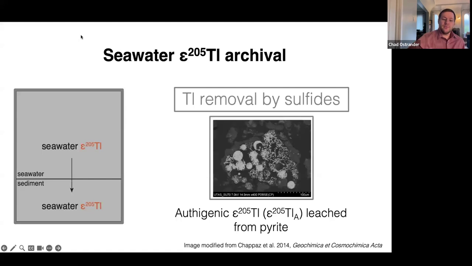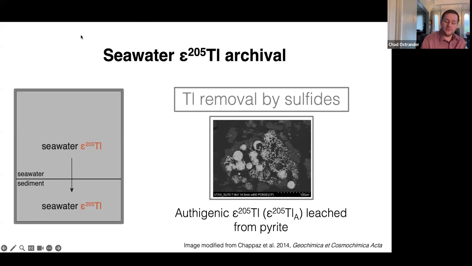And so what's happening a little bit more intimately here is that it seems that thallium is being removed in association with sulfides, either with no isotope fractionation, or thallium is being removed near quantitatively, and it's not allowing for the expression of any isotope fractionation effects. So all the thallium isotope compositions, that's compositions from modern sediments today, and all the stuff we're pulling out from the ancient rock record, is all authigenic thallium that's leached from sedimentary sulfides.